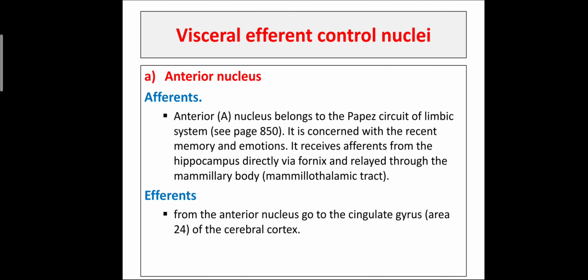Visceral efferent control nuclei. Anterior nucleus. Efferents. Anterior nucleus belongs to the Papez circuit of the limbic system. It is concerned with recent memory and emotion. It receives the efferents from the hippocampus directly via the fornix and relays to the mammillary body, that is, the mammillothalamic tract. Efferents from the anterior nucleus go to the cingulate gyrus, area 24 of the cerebral cortex.